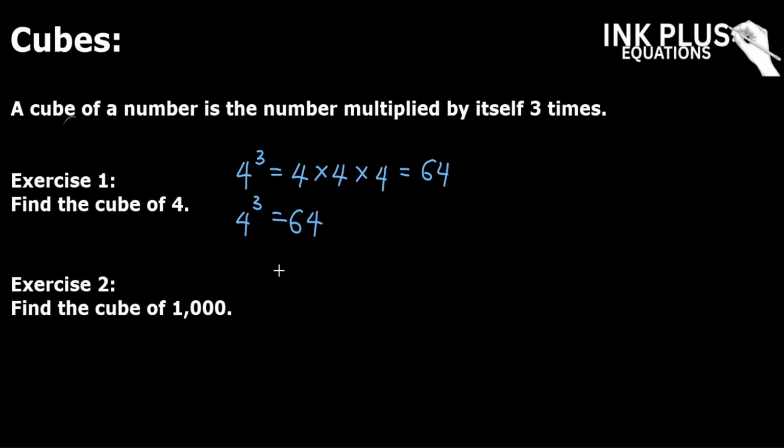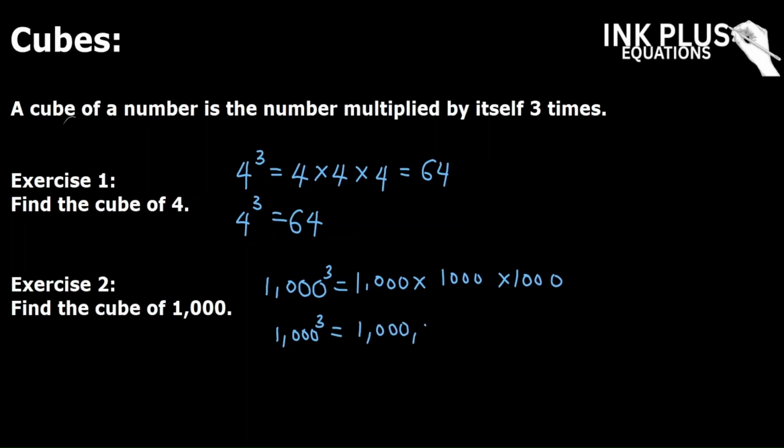Now, what is the cube of 1,000? The same process. We're going to have 1,000 cubed is going to be 1,000 times 1,000 times 1,000. So 1,000 cubed is equal to 1 billion. It's going to be equal to 1 billion, like this. So a cube of a number is the number multiplied by itself 3 times.